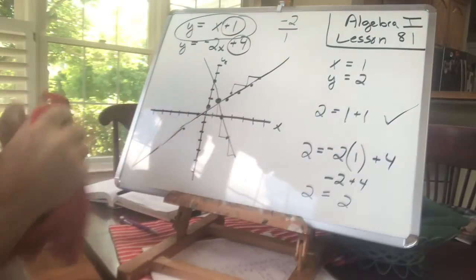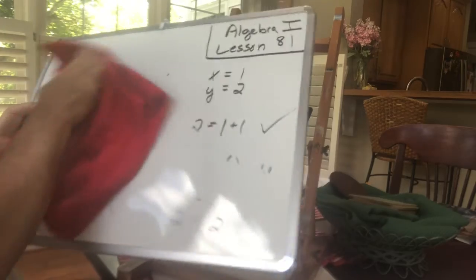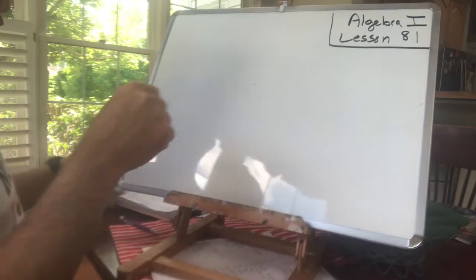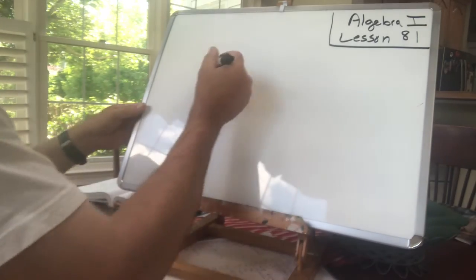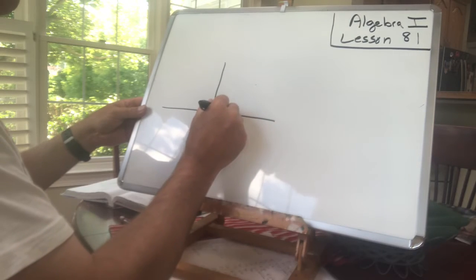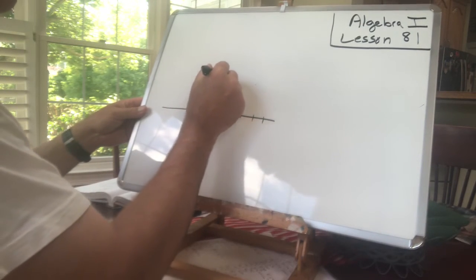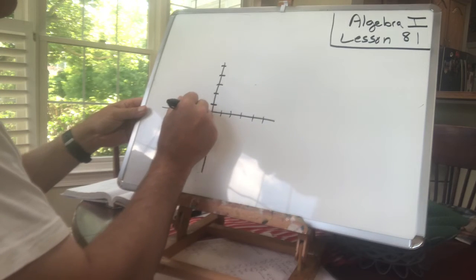That's 81.1. That's also a reminder of the slope-intercept method of graphing a line. All right, so real quick, I have to draw another graph, and this one's going to be worse than the last one because I'm not taking my time, but that's all right.